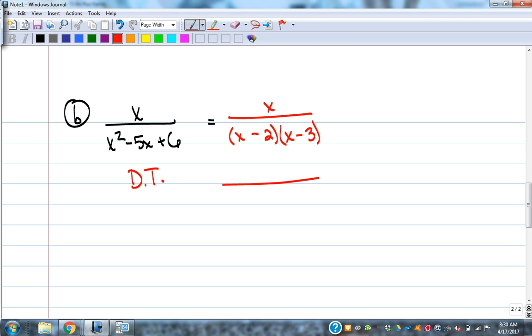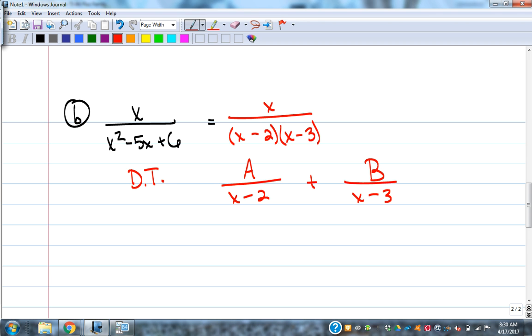It would be two fractions on this one because we only have two factors. x minus 2, x minus 3. The degree of this is 1, so the degree of the top should be 0, so that would be just a plain A. The degree of this is 1, the degree of the top should be 0, so that'd just be a B.